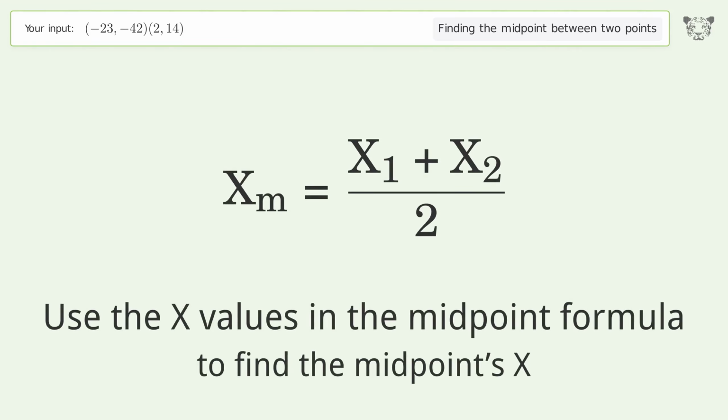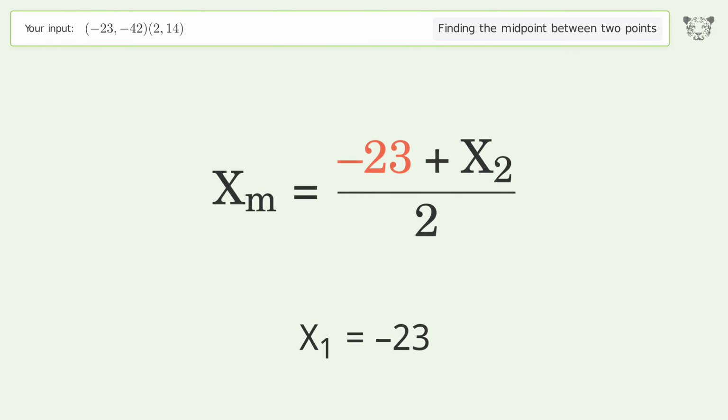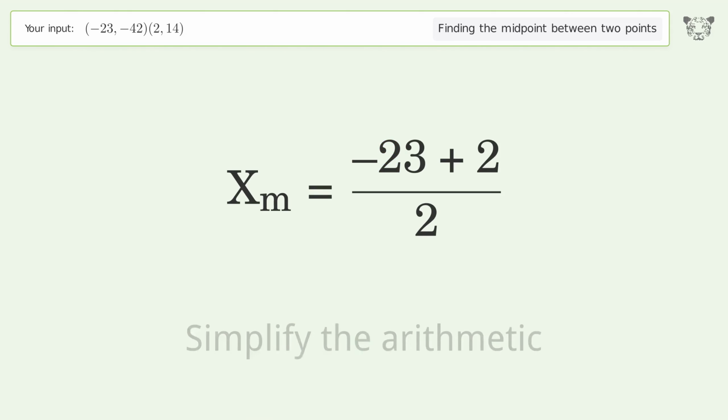Use the x values in the midpoint formula to find the midpoints x. x1 equals -23. x2 equals 2. Simplify the arithmetic.